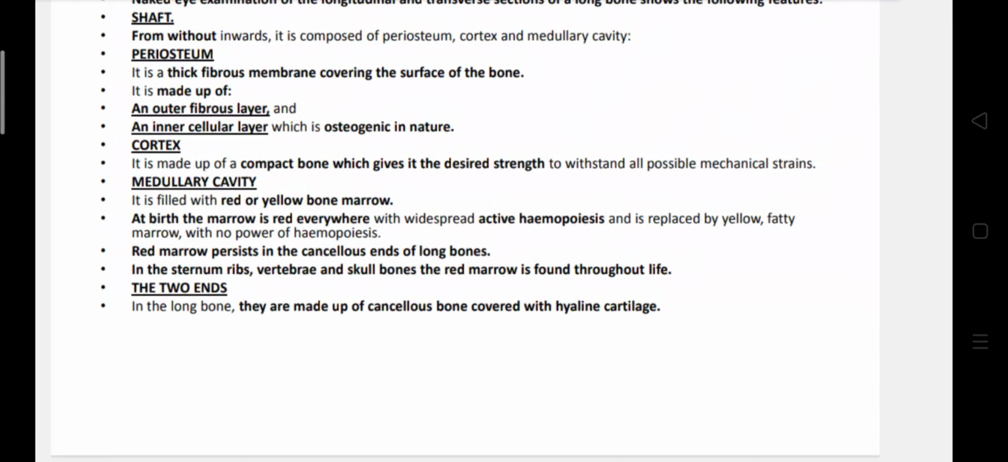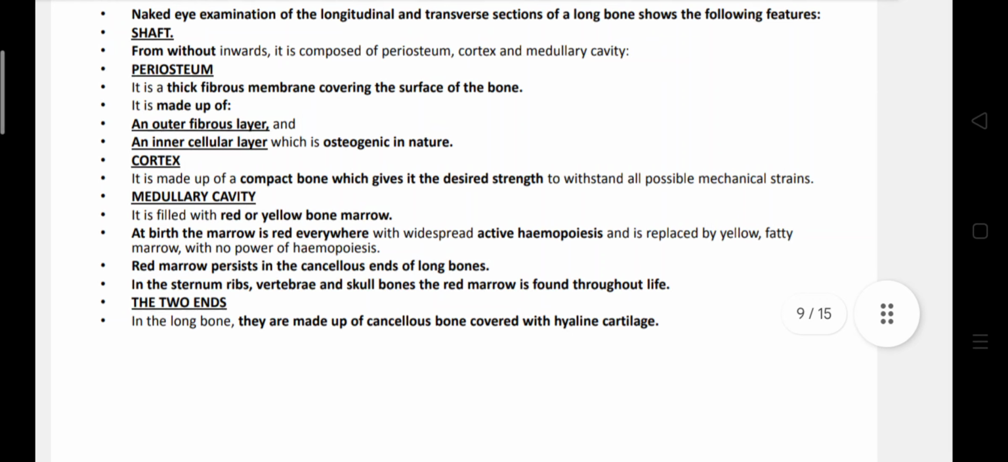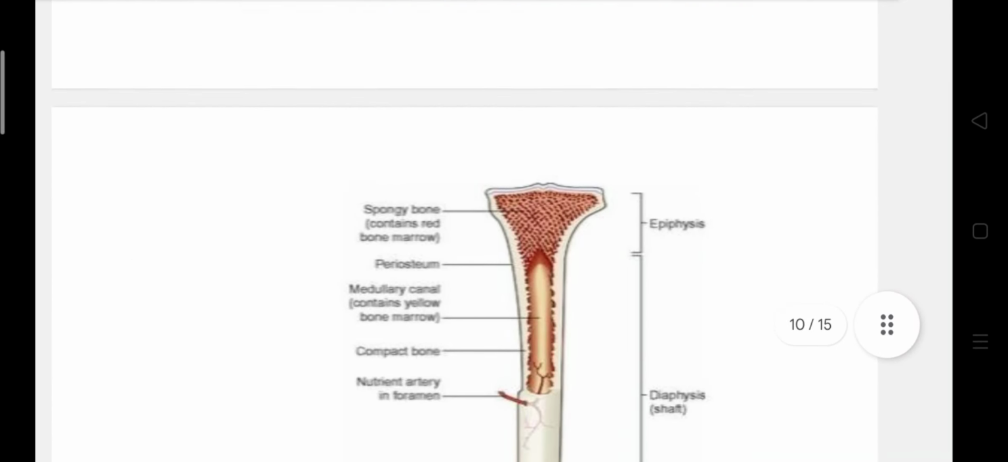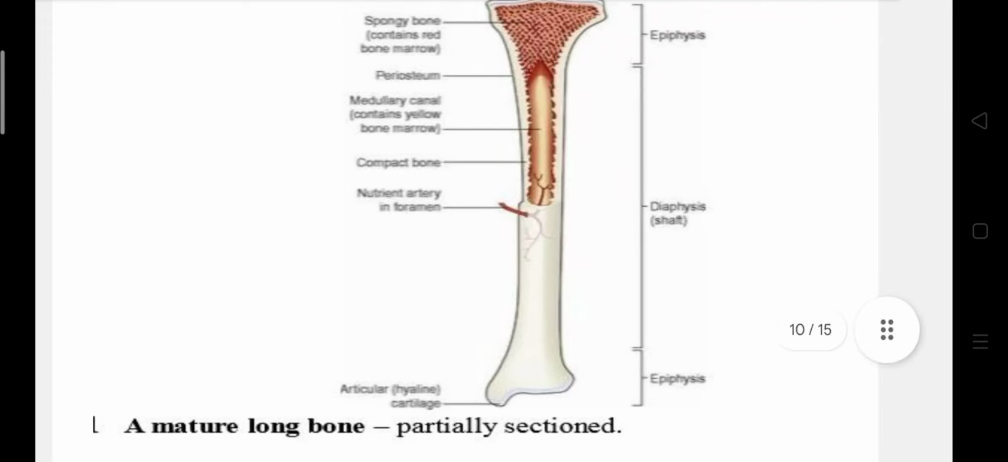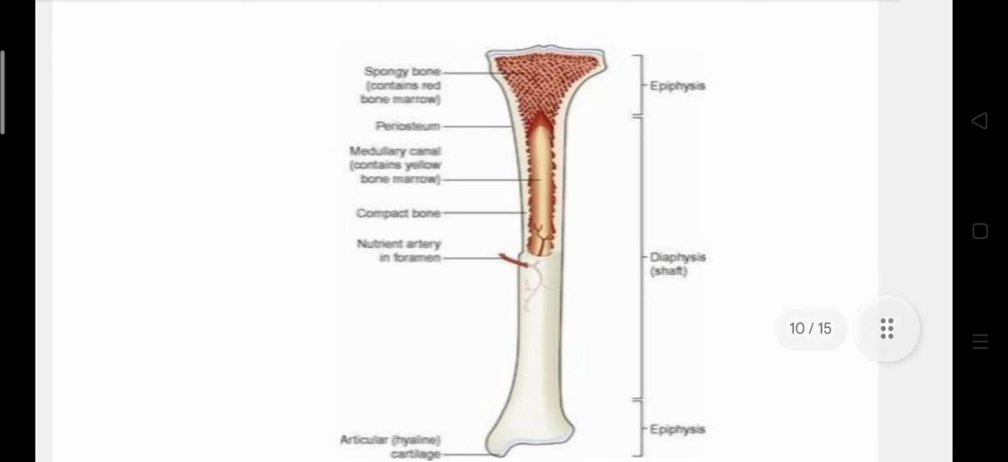The two ends. In the long bone, they are made up of cancellous bone covered with hyaline cartilage. A mature long bone. Partial section of mature long bone.